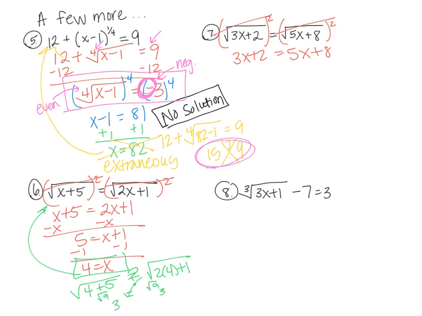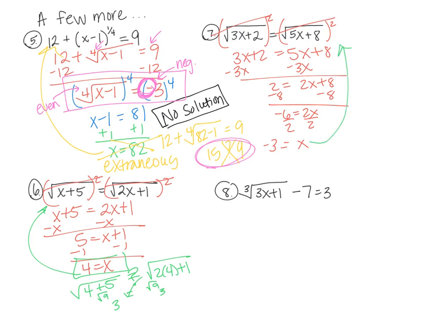I'm going to get my variables on the same side, so I'm going to move this 3x. Then I'm going to move that 8. Divide by my 2. So I think that x equals -3, but I'm going to go back and plug it in just to make sure. So I'm going to go back and plug in. I end up with the square root of 3 times -3 plus 2. Does that equal the square root of 5 times -3 plus 8?